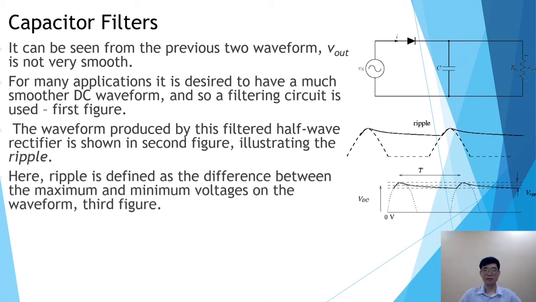It illustrates the ripple. The ripple is defined as the difference between the maximum and minimum voltage on the waveform. You can look at the third figure. Hence, the analysis is obtained for the capacitor connected across the half-wave and full-wave rectifier. The purpose of connecting the capacitor is proven beneficial because it can remove unnecessary ripple from the generated output.